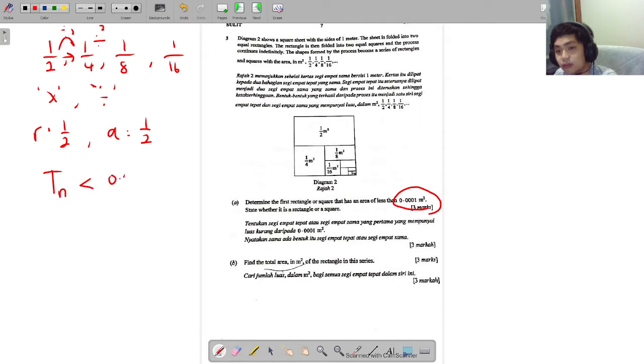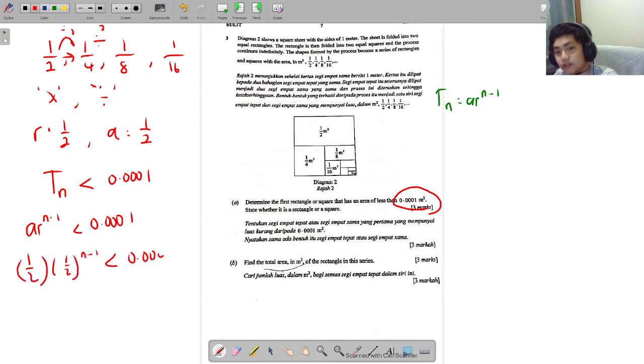less than 0.0001, right? By following the formula for Tn, Tn equals A R to the power n minus 1. So we have A R^(n-1) less than 0.0001. So your A is half, your R is also half, and this is n minus 1. This is 0.0001. So you multiply 2 on both sides to get rid of the half. So this half retains, and this is 0.0002.